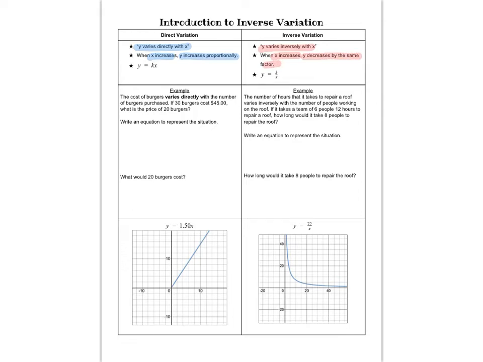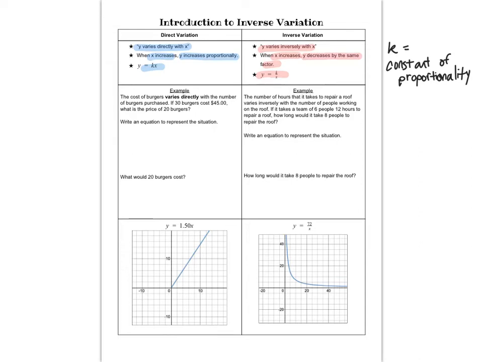And here are our two equations that represent direct variation and inverse variation. In both equations, k represents the constant of proportionality. The x is our x variable and the y is our y variable. So let's look at some examples of both of these.